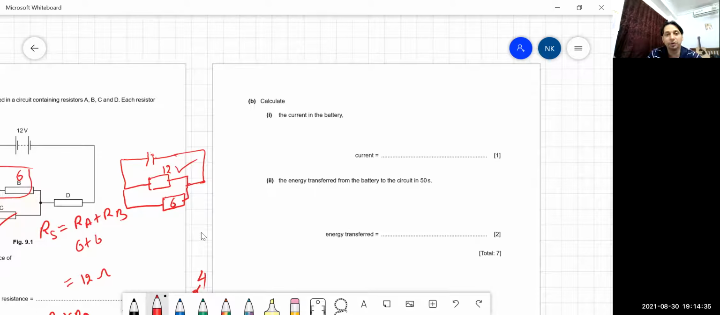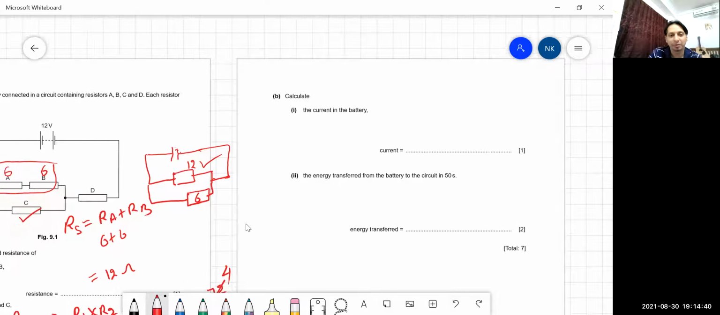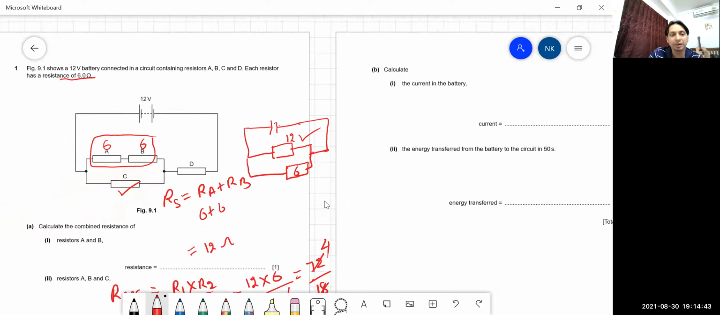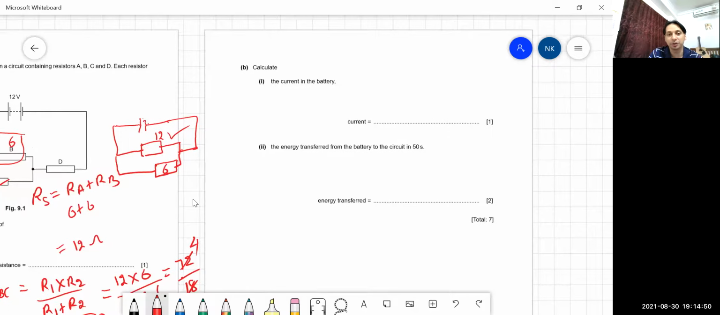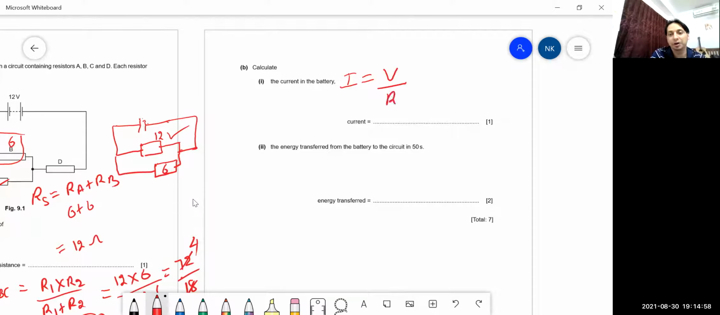In part B, you need to calculate the current in the battery. See the diagram, children. Whenever you have to find the current produced by the battery, write the equation I is equal to voltage given in the circuit divided by R total. We are calculating the current produced by the battery. What is the voltage? You can see that it is given as 12 volt. You need to write 12 divided by R total.